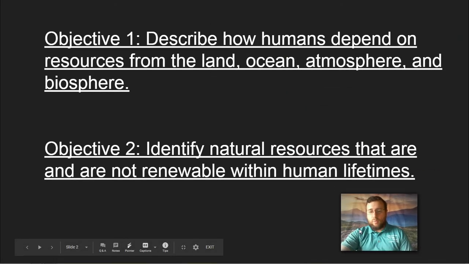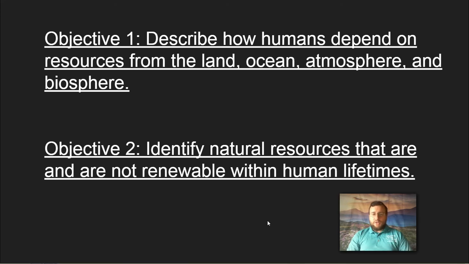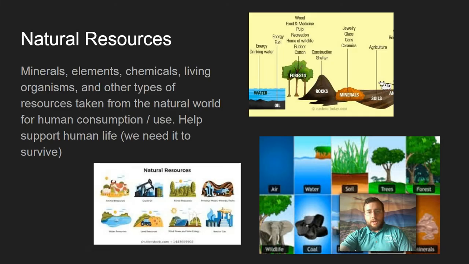So let's start by talking about two objectives at once, because they're so connected that it's kind of hard to talk about them separately, which is the idea that we depend on resources from the land, the ocean, the air, and the biosphere, and that these resources may or may not be limited and may or may not be possible to be renewed themselves in the course of a human lifetime. So as we discuss each thing that we use, I'm going to be talking about if they're renewable or not, and I'll automatically do both objectives in one video.